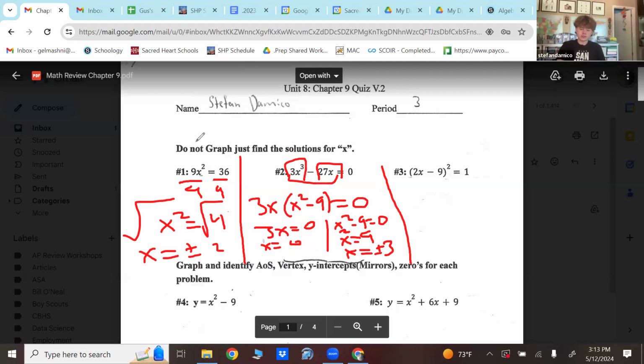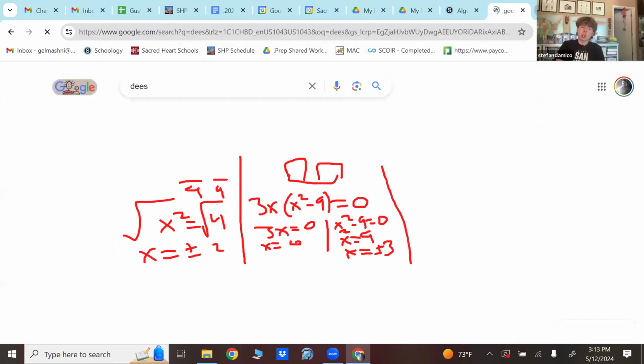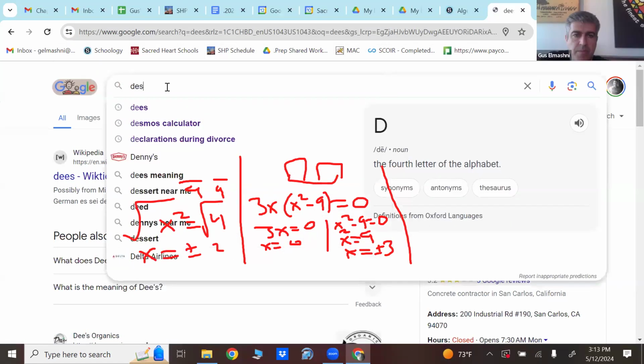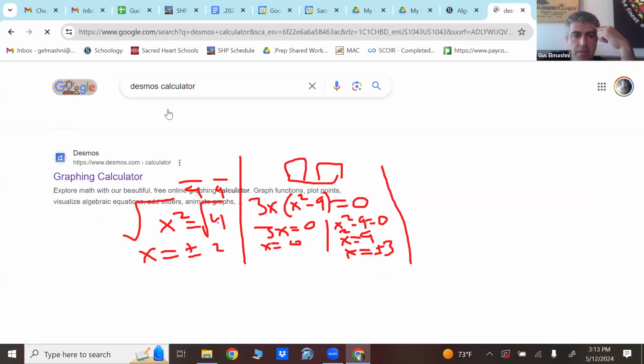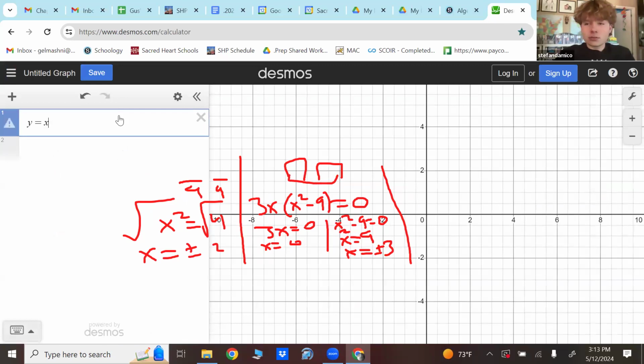Again, the real reason why that happens, I'll show you on Desmos. Here, let's go to Desmos really fast. Okay. y equals x squared.